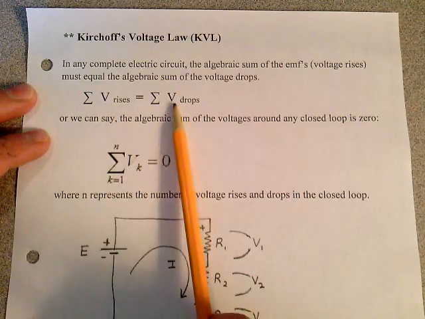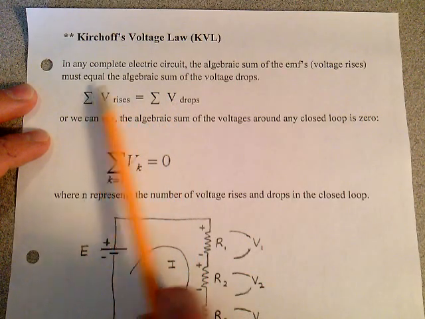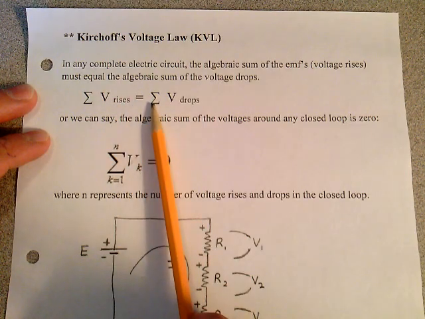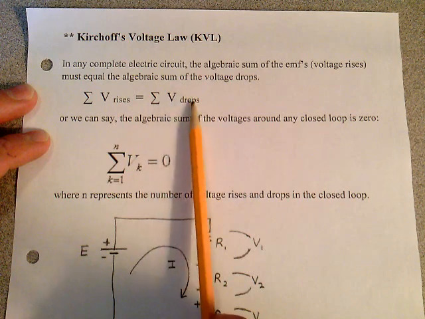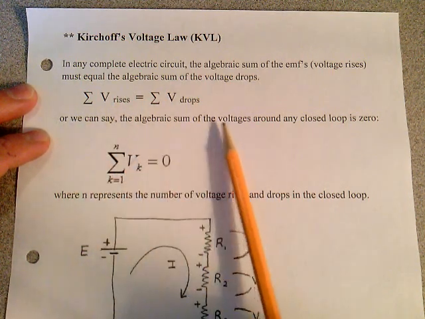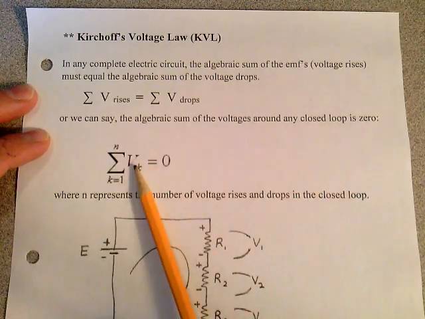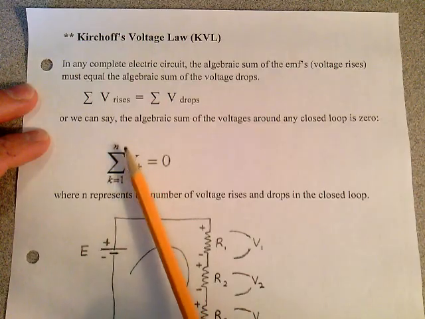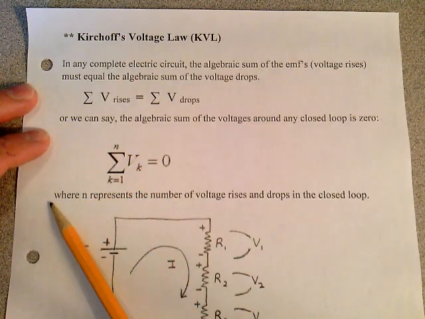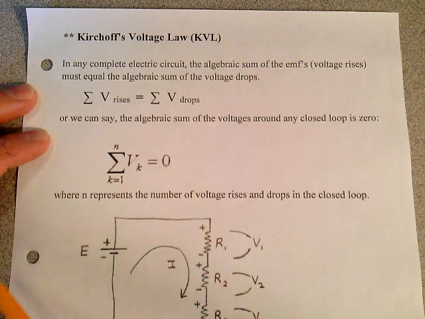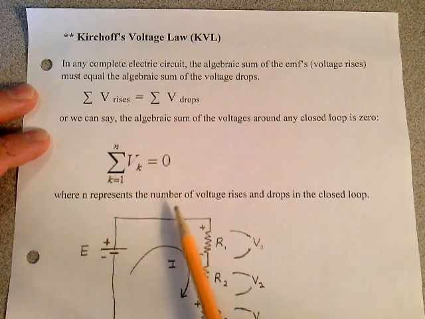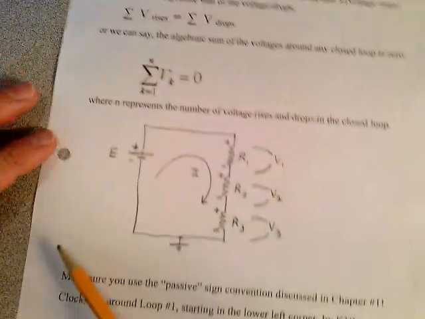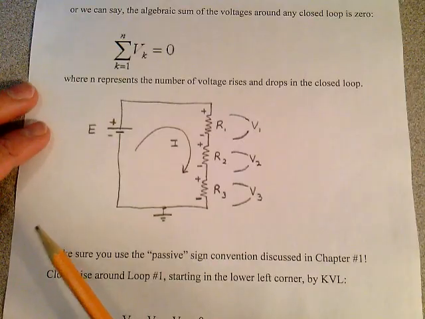So in equation form, the summation around any closed loop of the voltage rises must equal the summation around the closed loop of all the voltage drops. Or we can say the algebraic sum of the voltages around any closed loop has to equal 0. The algebraic sum around any closed loop with n elements has to equal 0, where n represents the number of voltage rises and drops in the closed loop. It's the number of elements you have to deal with. So let's take a look at what KVL tells us.